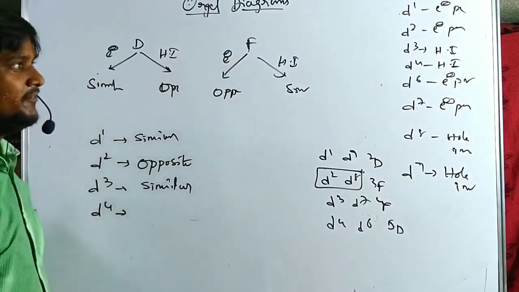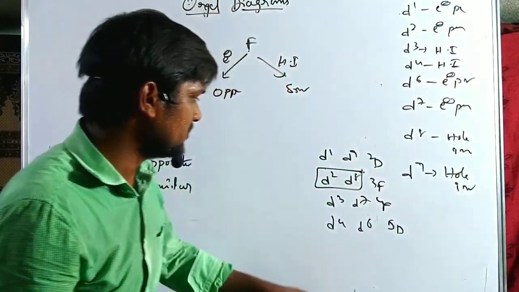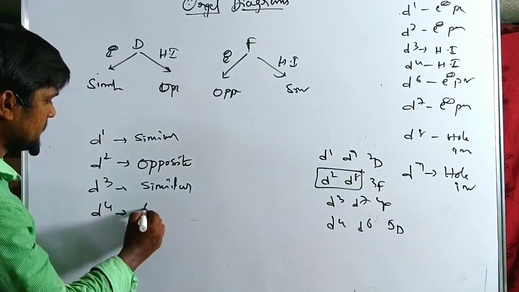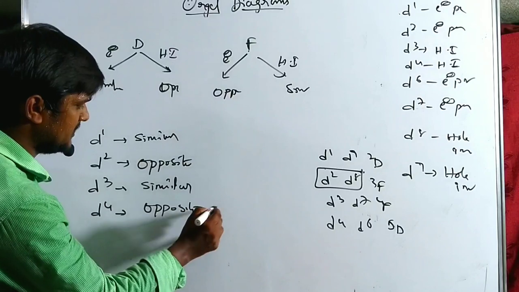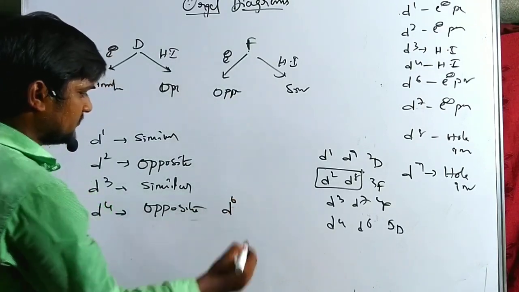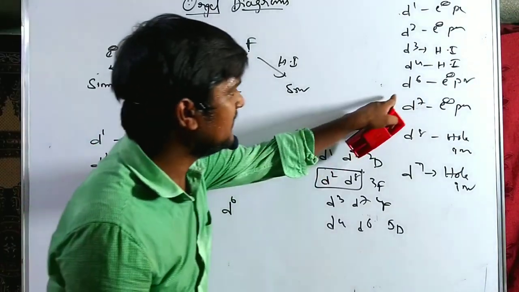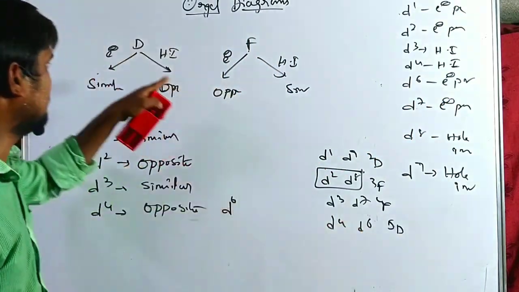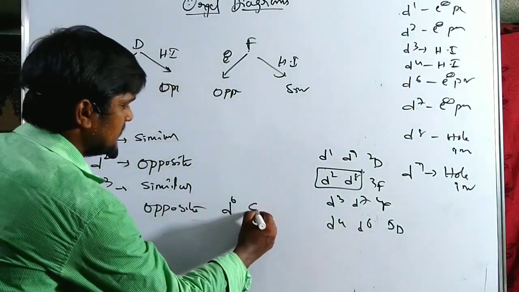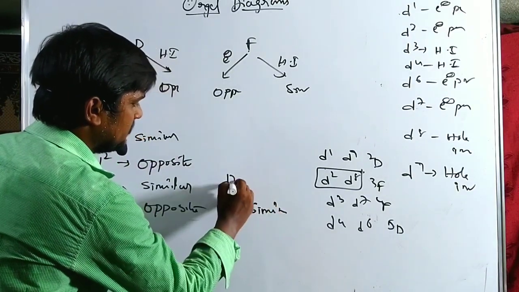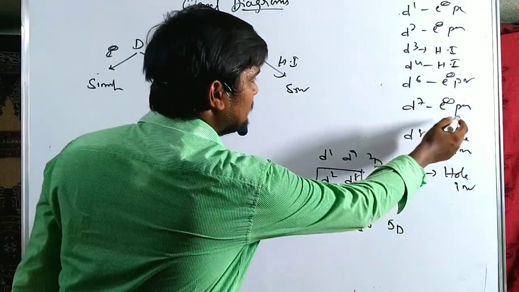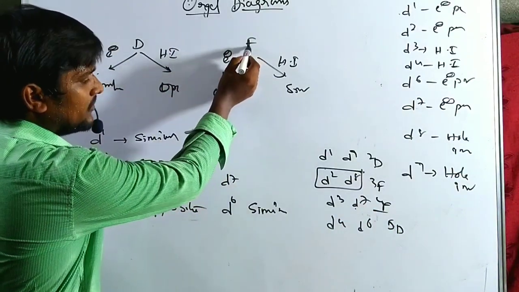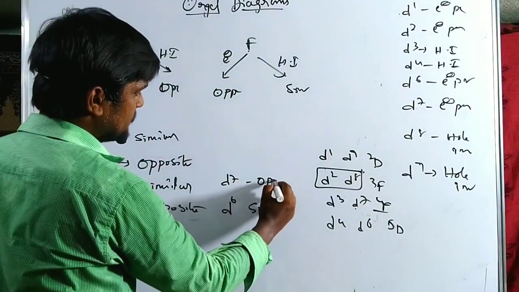Now what about D4? In case of D4, it is hole inversion, and D4 is a D term. D term hole inversion is opposite. Now D6 configuration: D6 is electron promotion, that means D term. Electron promotion in the D term is similar to the octahedral. Now what about D7? D7 also is electron promotion, but D7 belongs to the F term. So F term electron promotion is nothing but opposite.